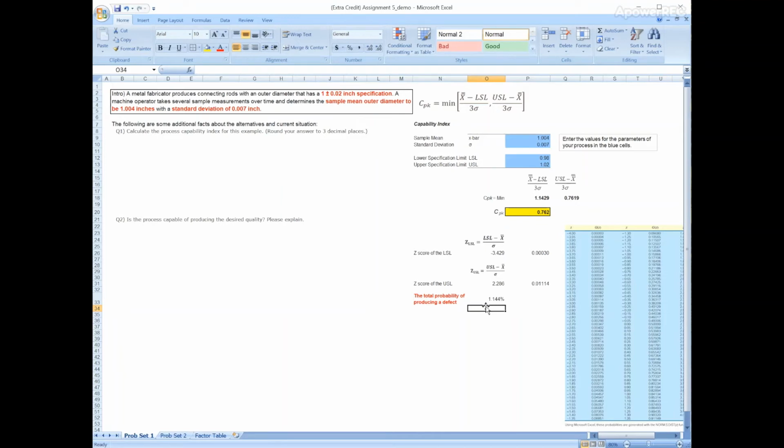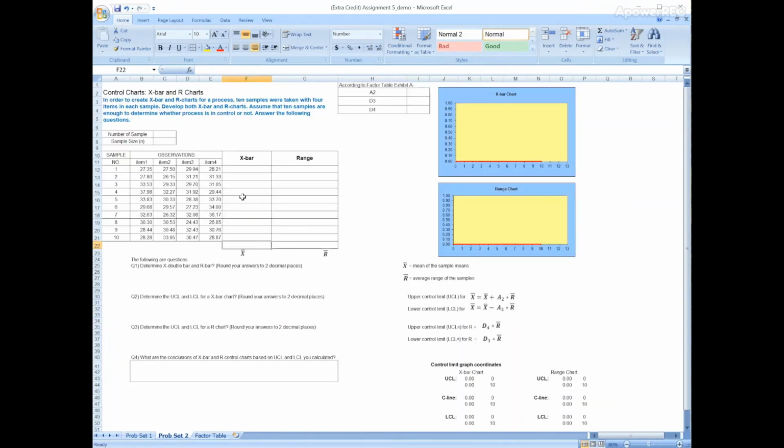1.144% does not seem to be a high defective rate, but it is critical in high-tech products like semiconductors. Let's move on to the next question.